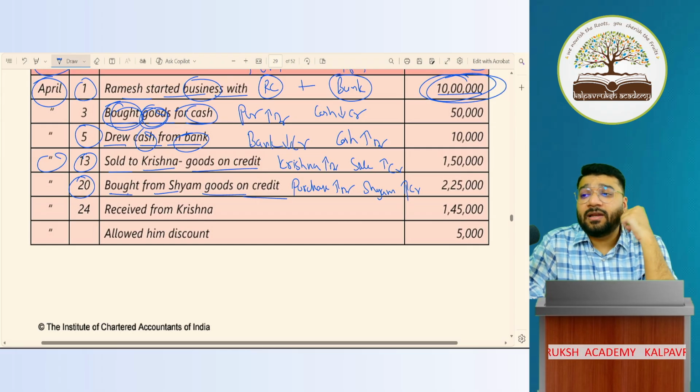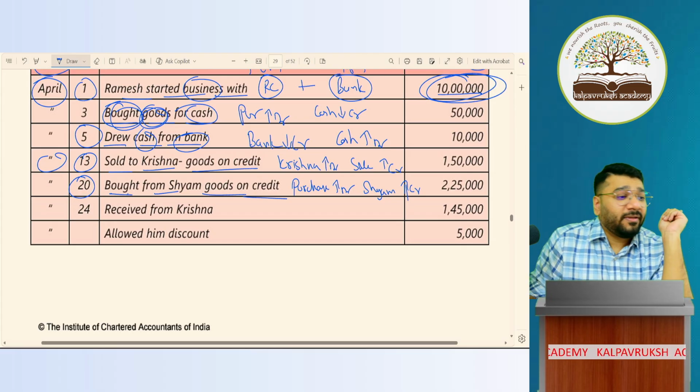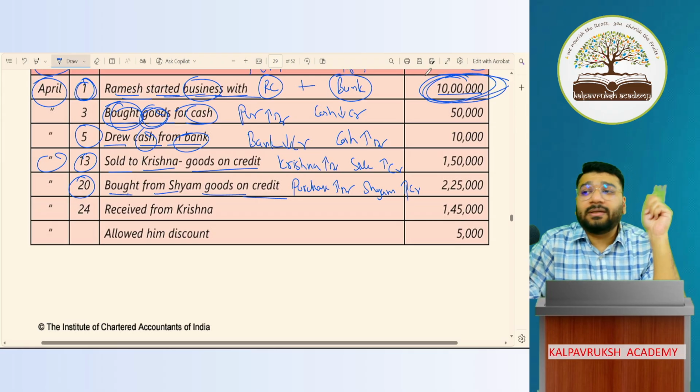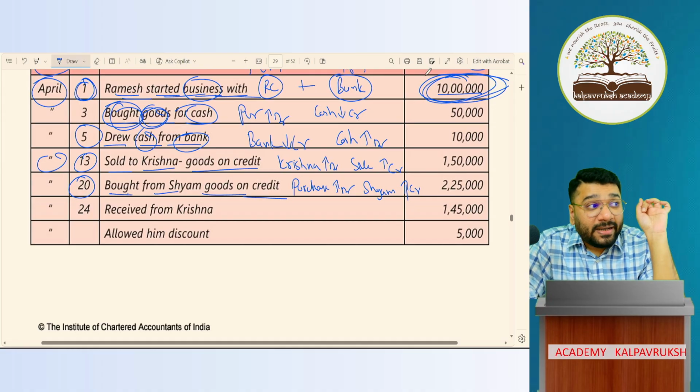Correct. Now there is one observation Prasad is giving. This is cheating, sir. What is cheating? April 1, Ramesh started business with 10 lakh rupees and all the 10 lakh rupees is deposited where? In bank. Full money is there where? In bank.